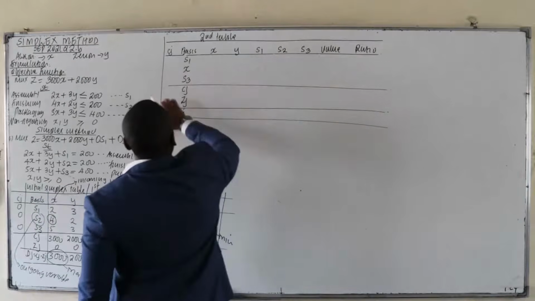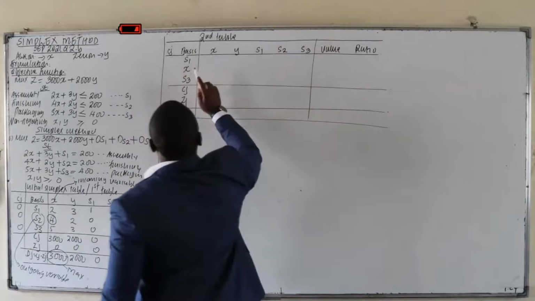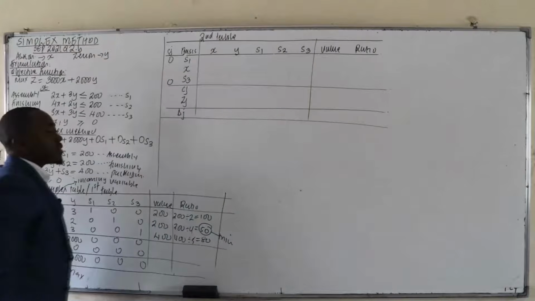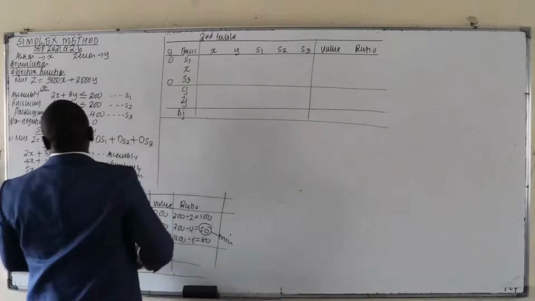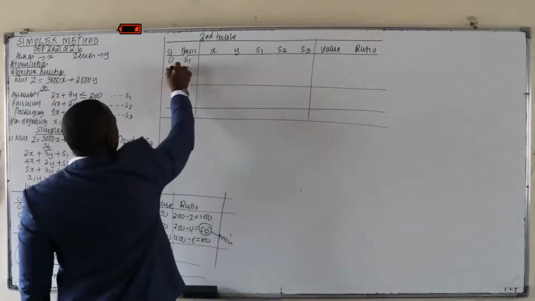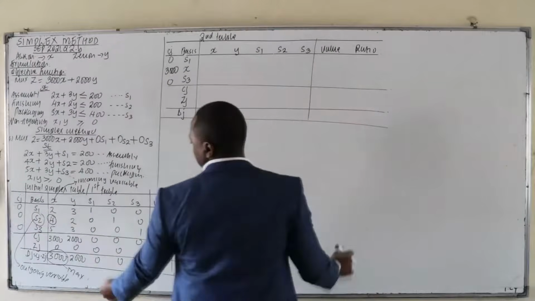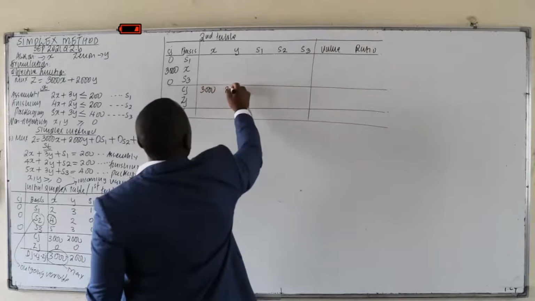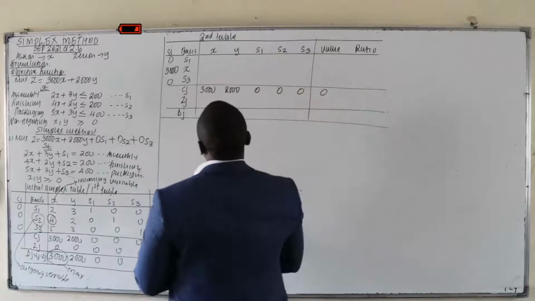So then we have the Cj here. See that Cj represents the contribution margin. For S1, the contribution margin is 0. S3 is 0. What about X? How much is the contribution margin of X? The contribution margin of X is 3,000. Now the Cj here does not change, it is always constant. For X is 3,000, Y is 2,000, S1 is 0, 0, 0, 0.